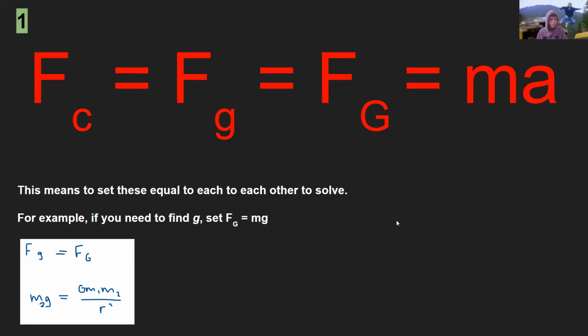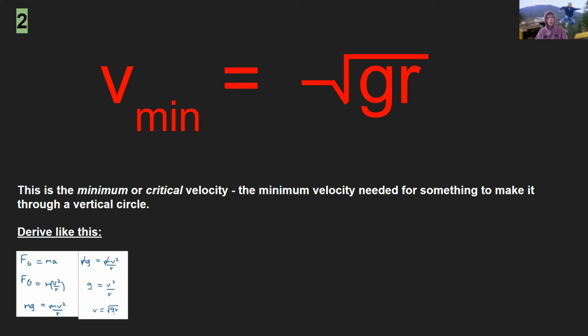Here's an example of why you might want to use this. If you're trying to find acceleration due to gravity, you might want to set small g equal to big G. Small g is m2g, and that just means it's the smaller mass. So always remember that, smaller mass. Then if you were solving this, the m2s would cancel out, and little g equals G m1 divided by r squared. So that's how this might be useful.